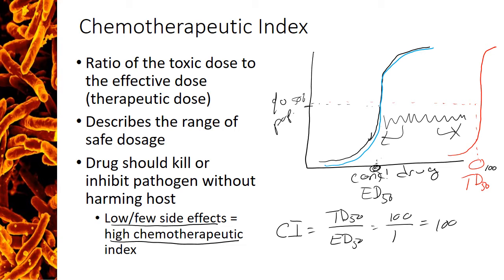We're going to come back and talk about the chemotherapeutic index when we also talk about things like antivirals and antifungals. So it's important you understand this concept and the fact that the selective toxicity of antibiotics gives them a very high chemotherapeutic index. They're toxic for bacteria, but not for your own cells.